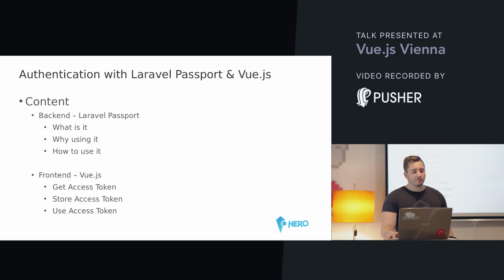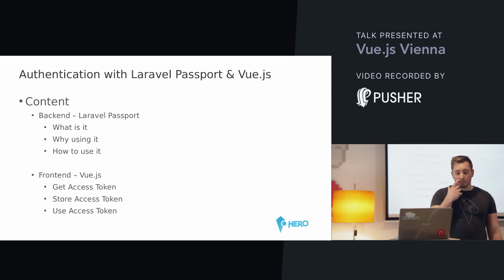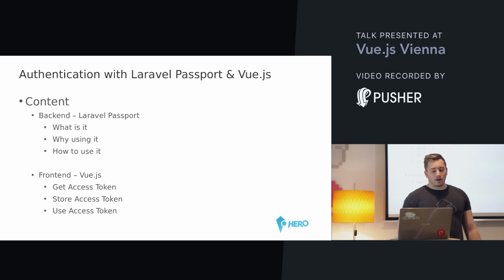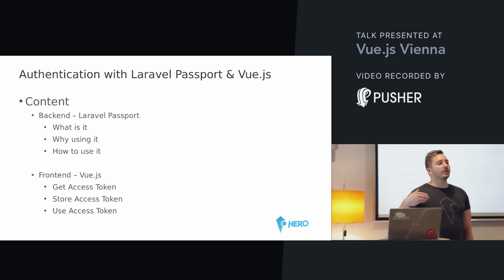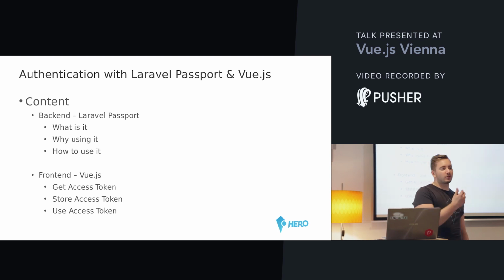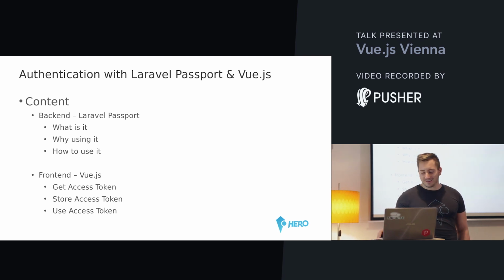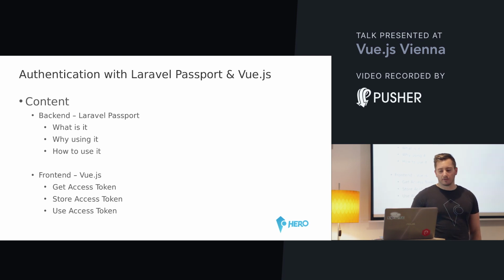What will I talk about? I will talk about, first of all, the backend a little bit, about Laravel Passport, what it is, why use it, how to use it, but I will not go into great detail because this is a Vue.js meetup and let's have details about Vue.js and not Laravel or PHP here. And then we are looking at the Vue.js front end, how to get the access token from Laravel Passport, how to store it, and how to use it.